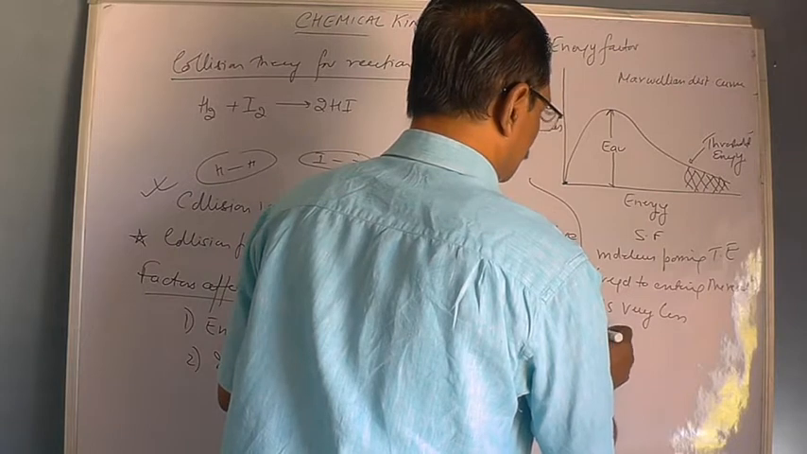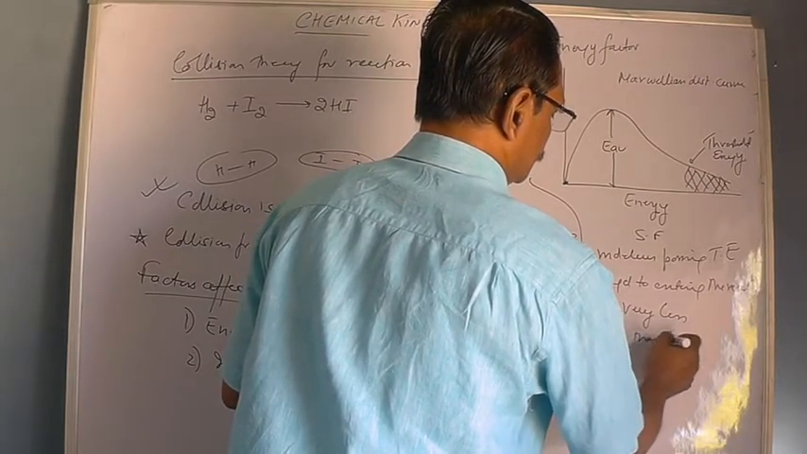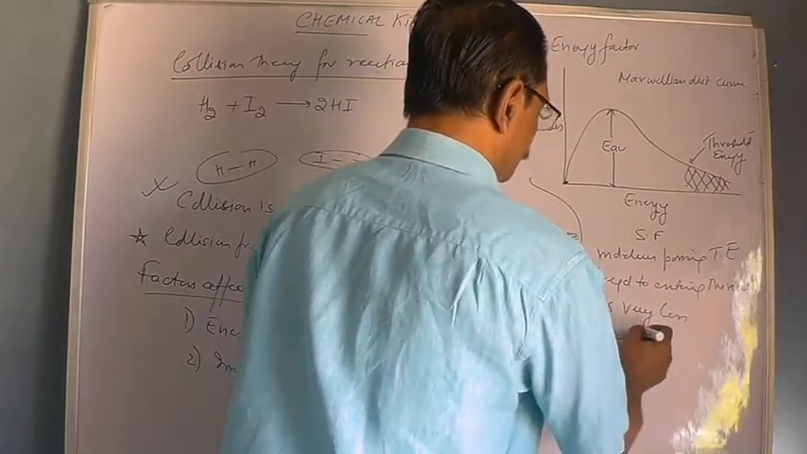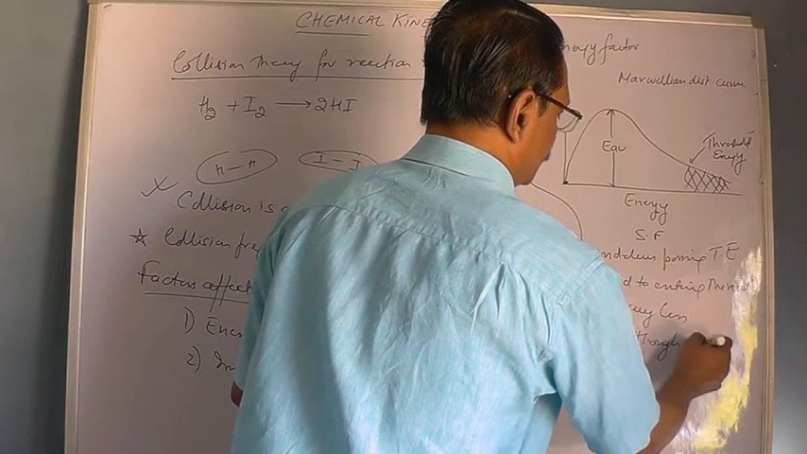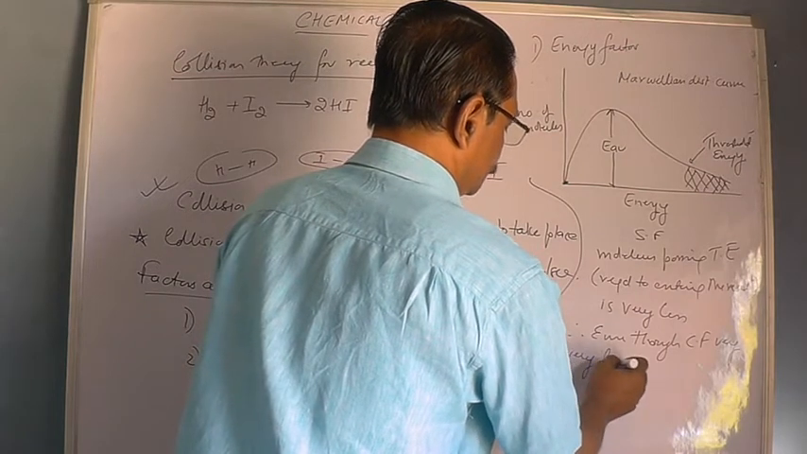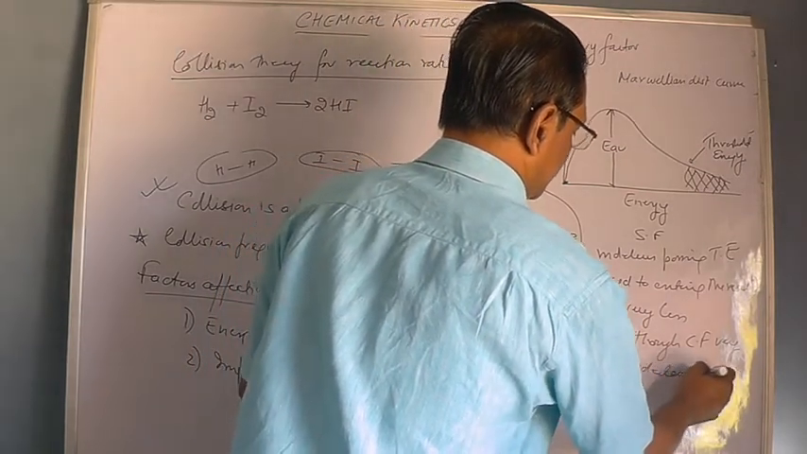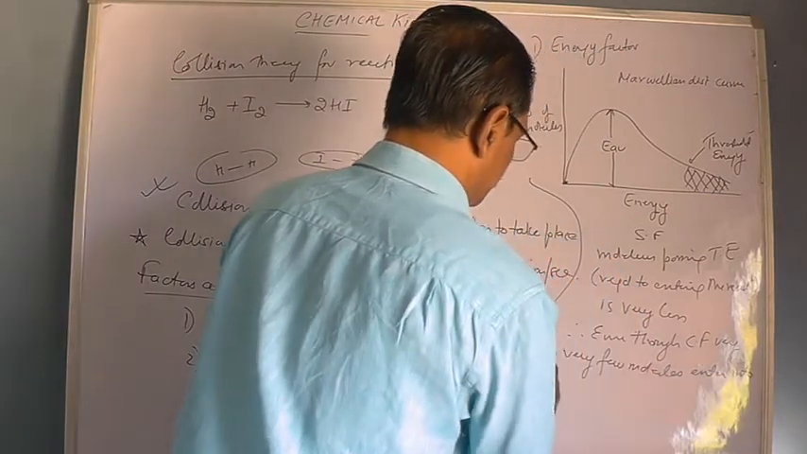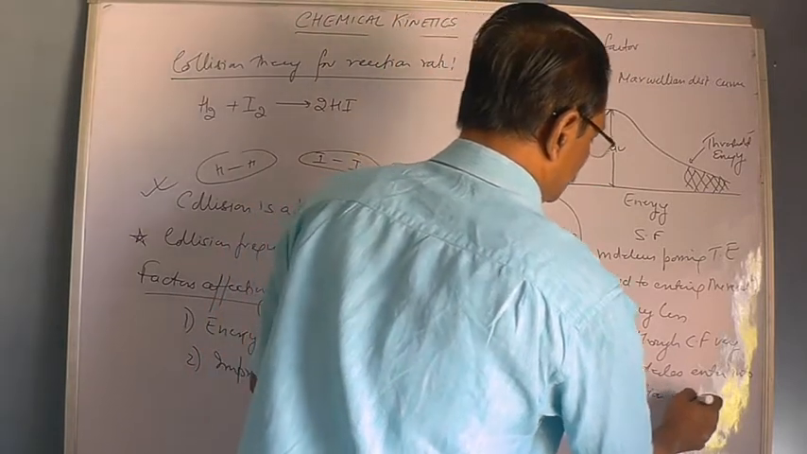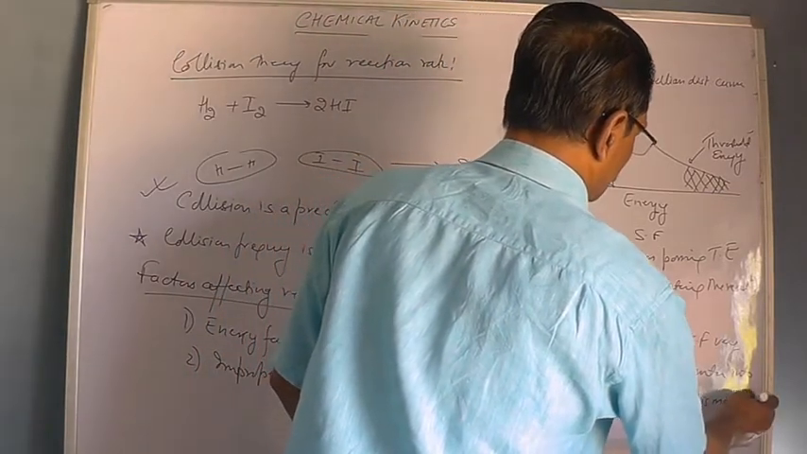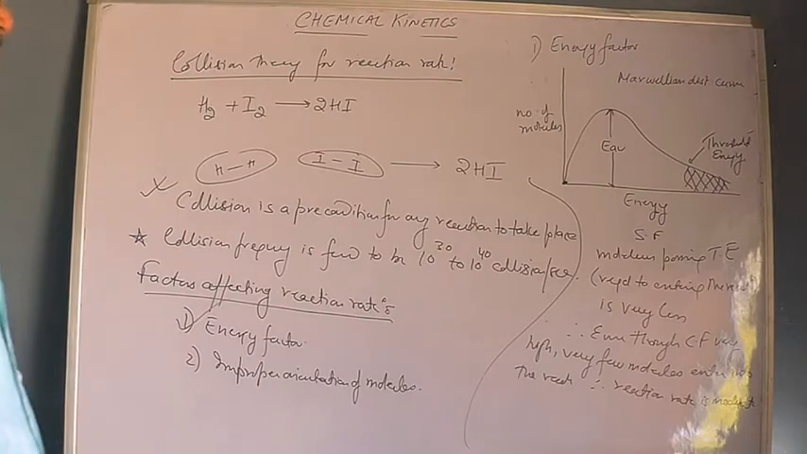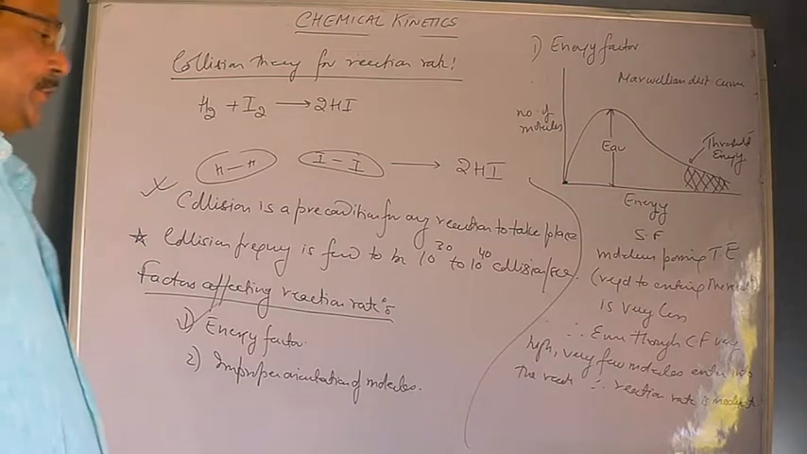Therefore, even though collision frequency is very high, very few molecules enter into the reaction, therefore reaction rate is moderate, not very fast. So we have taken class energy factor into consideration, and now next is improper orientation of molecules.